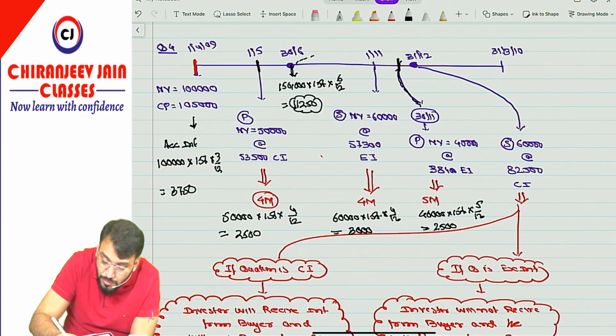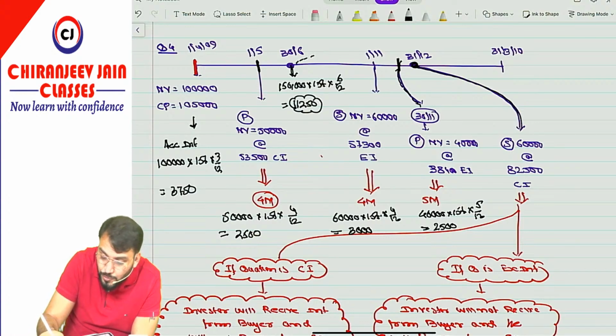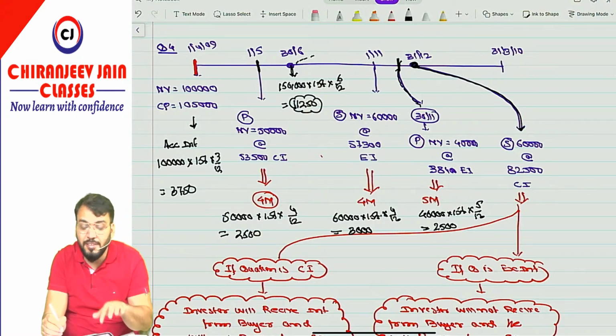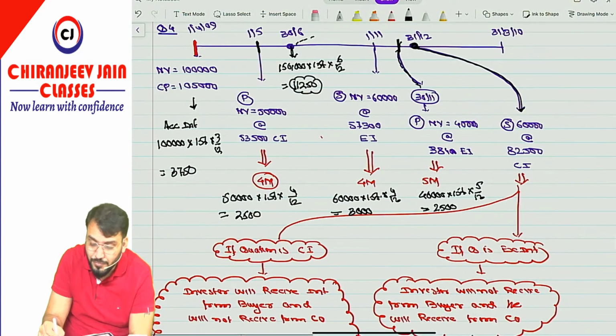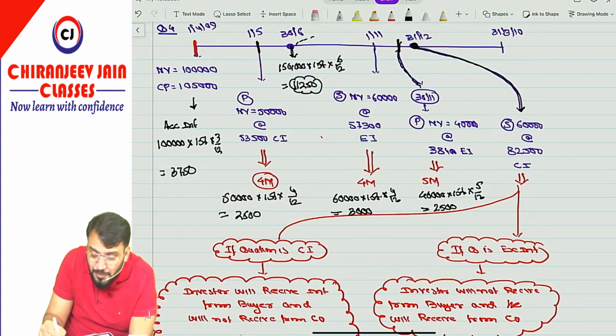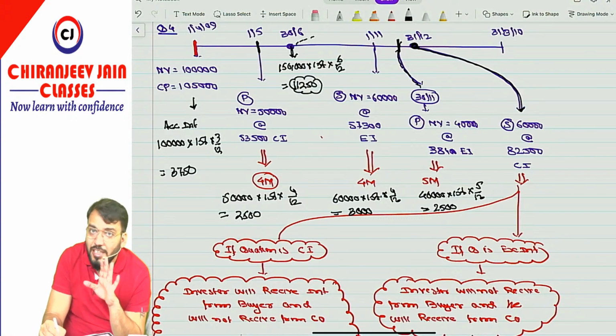Now 31st December is the due date, and this is also a date of sale. Once again some assumption is required. You can see you have sold some investment on the due date. So there can be two things.